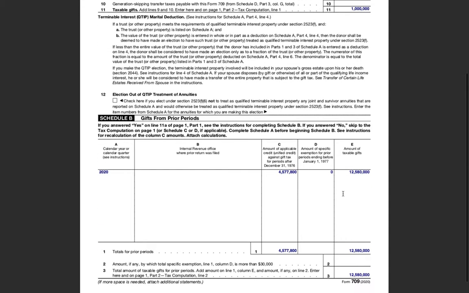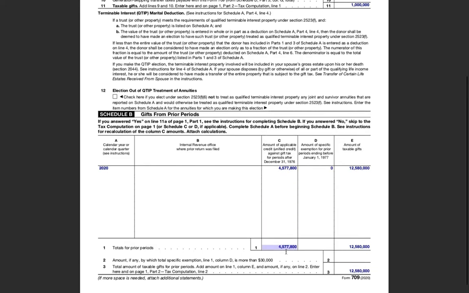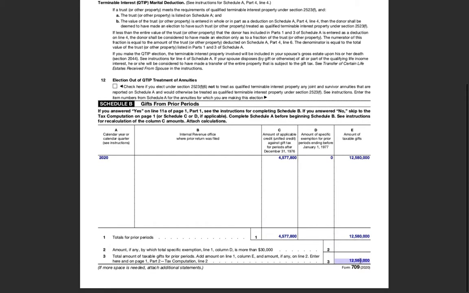Then line 2 is gifts from prior periods. That's the gift from the prior period, in 2020, which is $12,580,000. Also the applicable credit used in 2020, that was the total credit we used, you just put here on line 3.